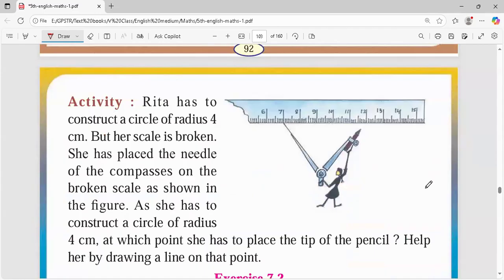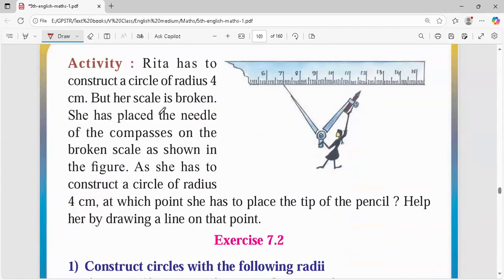One activity is given. See, Rita has to construct a circle of radius 4 centimeter, but her scale is broken. She has placed the needle of the compass on the broken scale as shown in the figure. It is on 7. As she has to construct a circle of radius 4 centimeter, they are asking at which point she has to place the tip of the pencil.